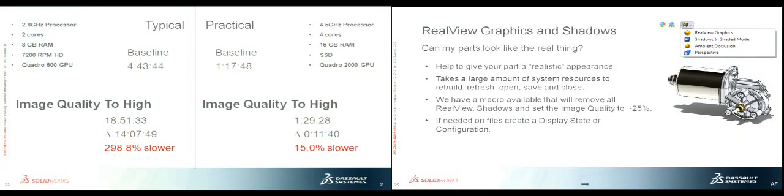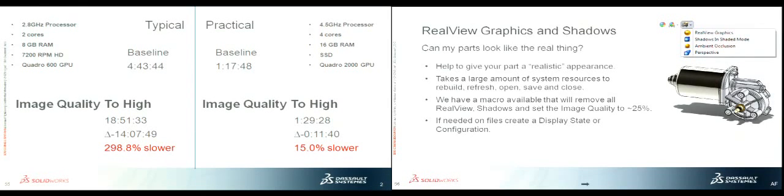So real view graphics and shadows. Again, it makes things more appealing to the eye. You can show your boss the assembly and make it a lot more manageable for him to understand what's going on in a lot of cases. You can show it in a photorealistic manner while you're modeling, and all of that's great.